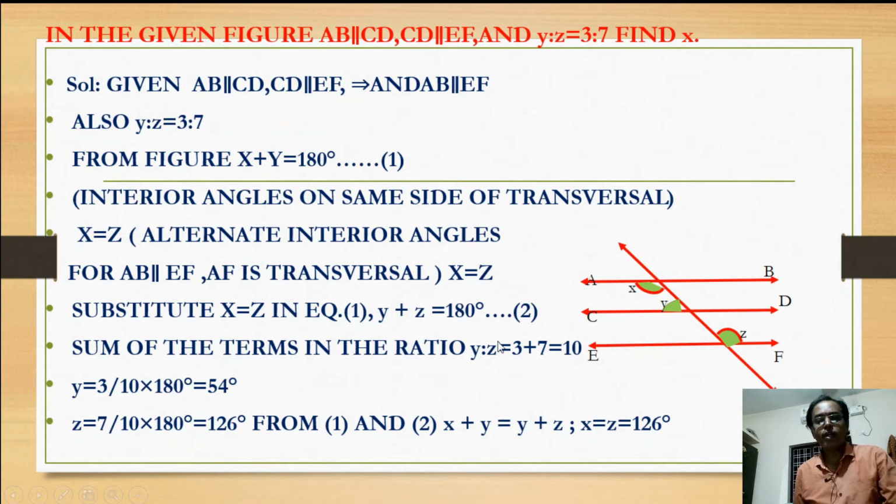Now from 1 and 2, observe here, children: X plus Y is equal to 180, Y plus Z is equal to 180. So we can equate these two. X plus Y is equal to Y plus Z. Then Y gets cancelled and we get X is equal to Z. Then the Z value is how much? 126. So we get X is equal to 126 degrees. Very important. Practice well.